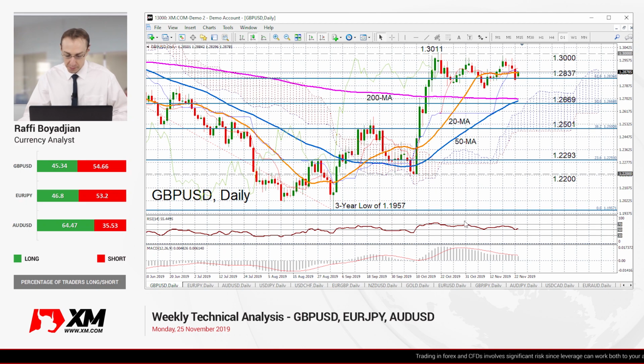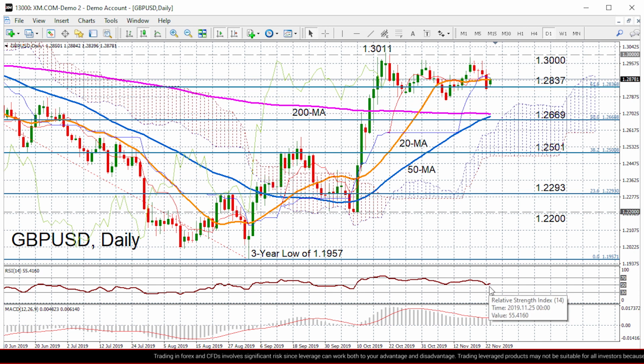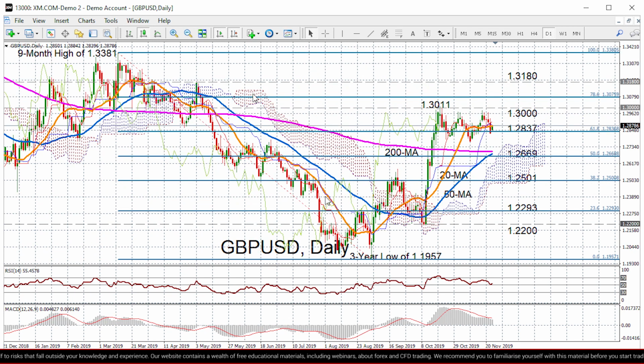So starting first with the pound dollar, in the daily chart, we can see that the near-term bias is fairly neutral at the moment. RSI has started to tick higher, but looking at the MACD, we can see that it has been losing momentum since that peak at 1.3011 back in October. And the histogram is just below the red signal line, so there is some risk of further easing in the short term.